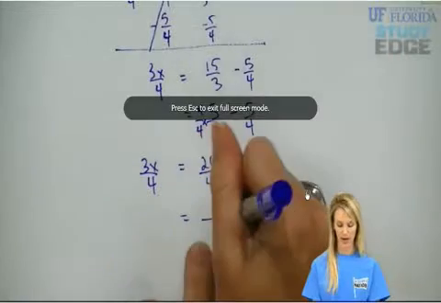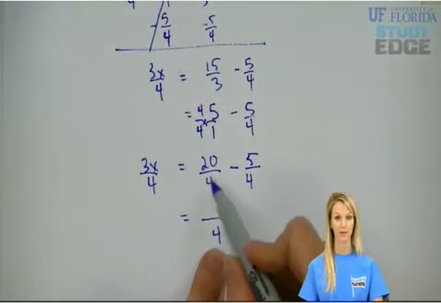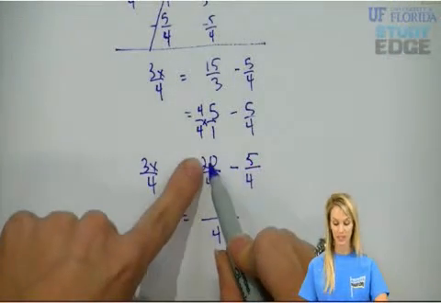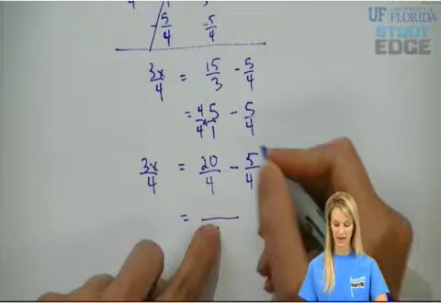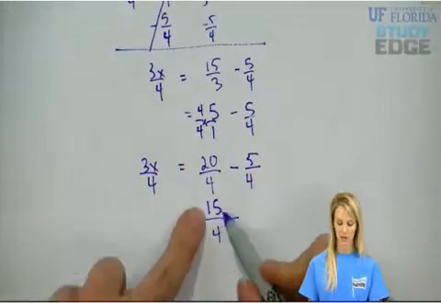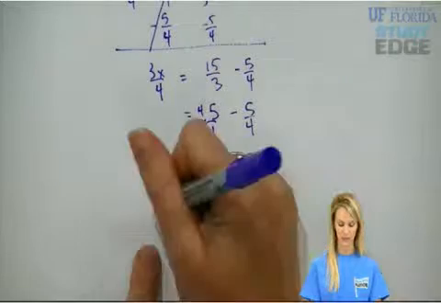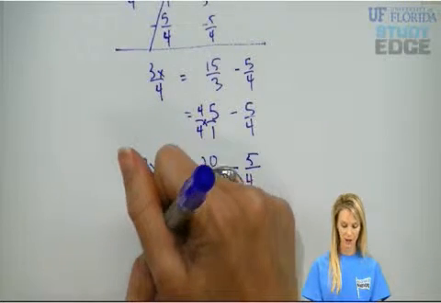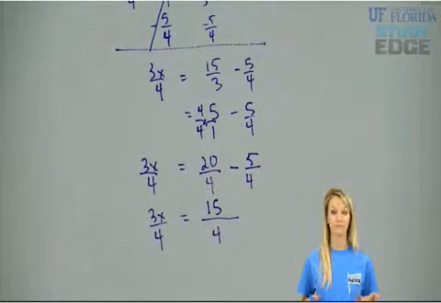We can subtract these fractions. The way that we subtract fractions is by keeping the same number on the bottom, our denominator stays the same, and we subtract what's on the top. So 20 minus 5 gives us 15. So 15 over 4 is equal to 3x over 4. Well, now I'm getting close.